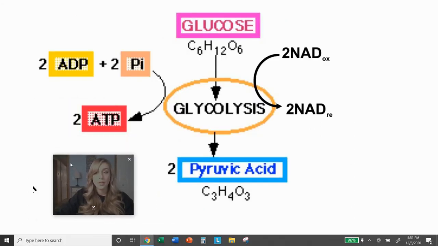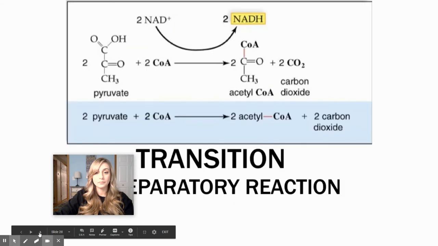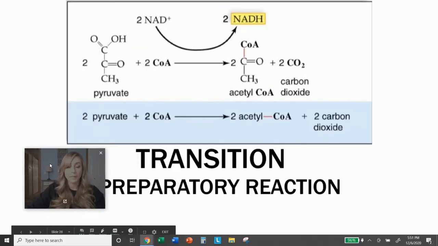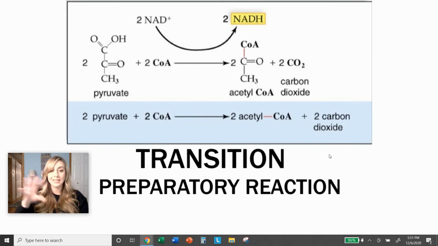All right, so again, here's glucose being broken down into pyruvic acid. That's what's going to enter the Krebs cycle. Okay. So here's what's happening during the transition reaction before we get into the Krebs cycle. Okay, we're going to make a molecule that's going to help enzymes later on in this specific electron transport chain.